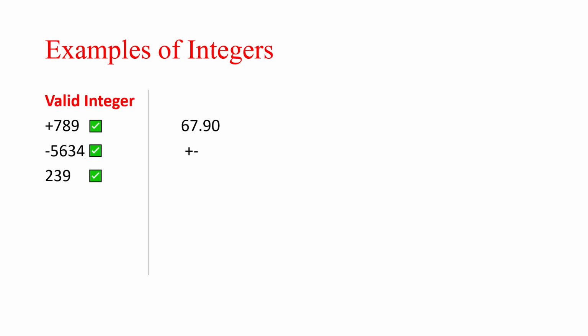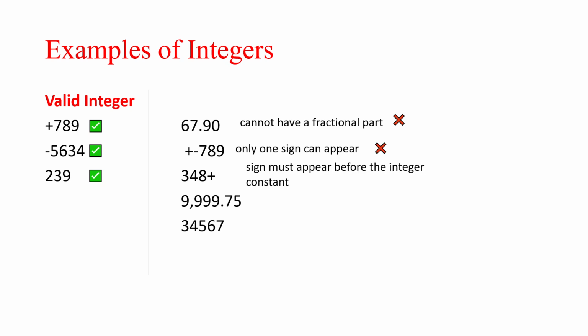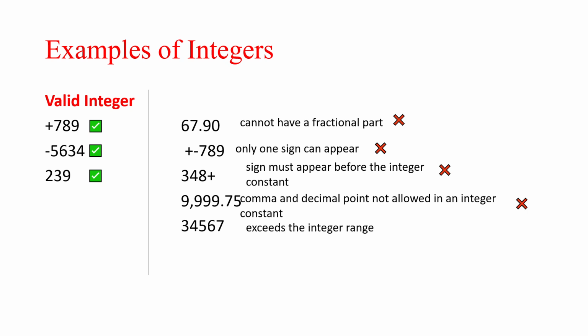67.90, plus minus 789, 348 plus, and 9,999.7534567 are invalid. 67.90 cannot have a fractional part. Only one sign can appear. Sign must appear before the integer constant. Comma and decimal point not allowed in an integer constant. Exceeds the integer range. Invalid integer.